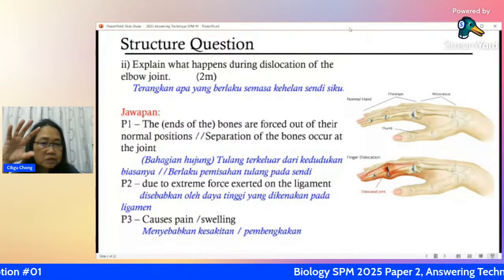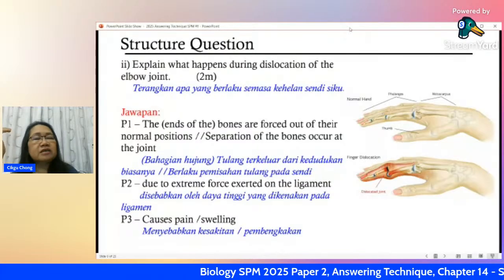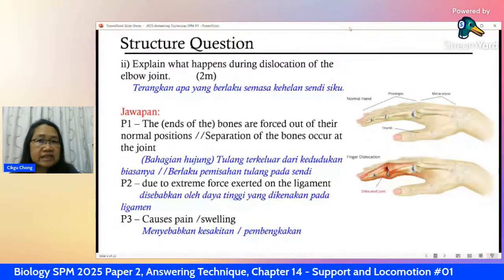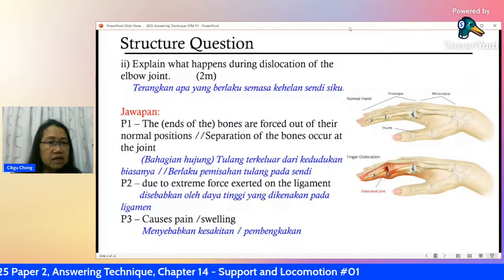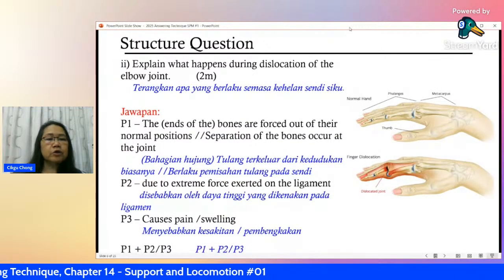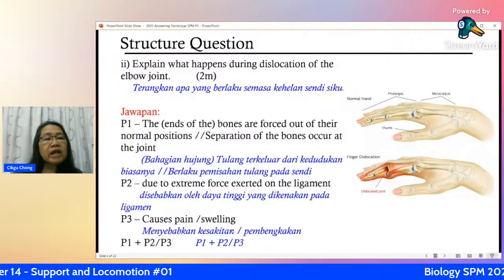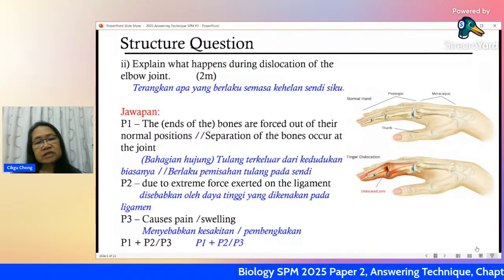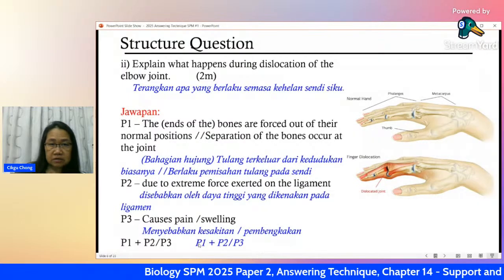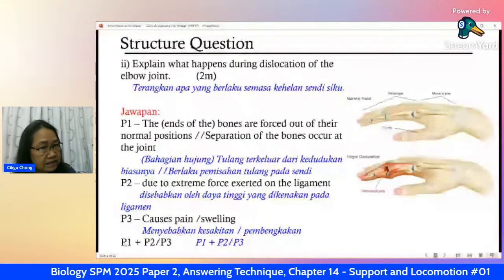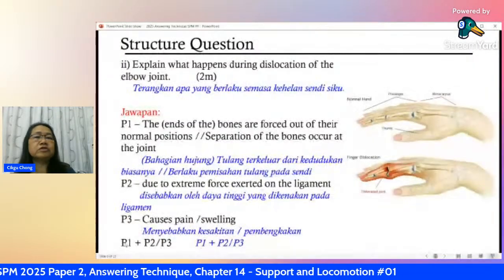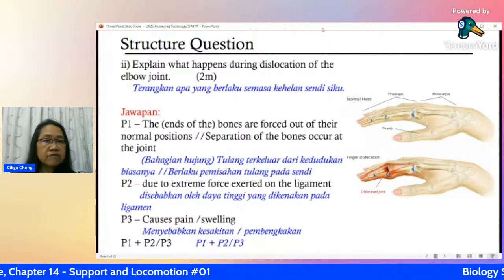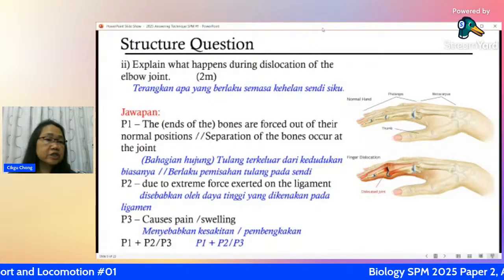So sometimes you have to think: for 2 marks, I need to write 2 things. So these are the things that you can write. Most importantly is your P1. You have to explain what happens during dislocation, which is your P1. And then an additional point to support your answer, you can have a P2 or a P3. All right, I hope that helps you to prepare yourself in case any question on dislocation comes up.